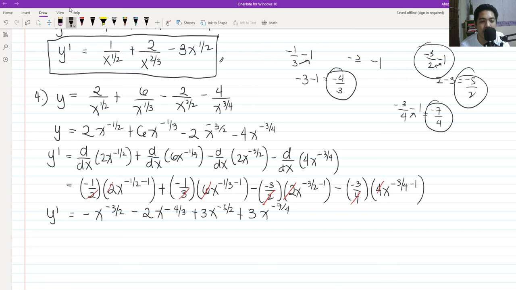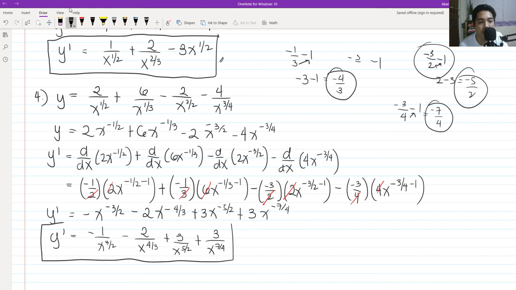Okay. So, but to make it neat, we can, okay, eliminate the negative by getting the reciprocal of those. So we have negative 1 all over x raised to 3 halves minus 2 all over x raised to 4/3. Okay, and then plus 3 all over x raised to 5 halves. Then we have plus 3 all over x raised to 7 all over 4. So this would be our final answer for this problem of finding the derivative.